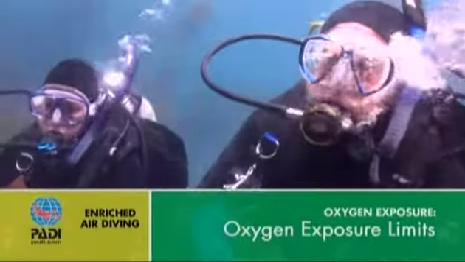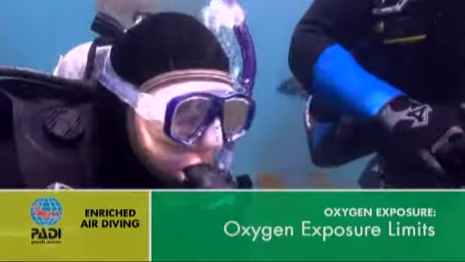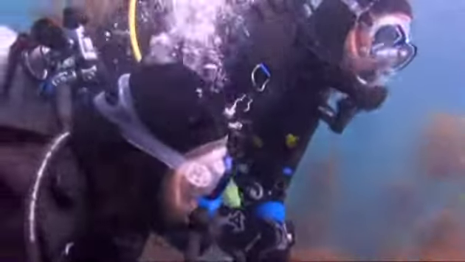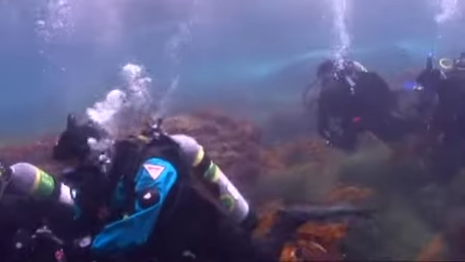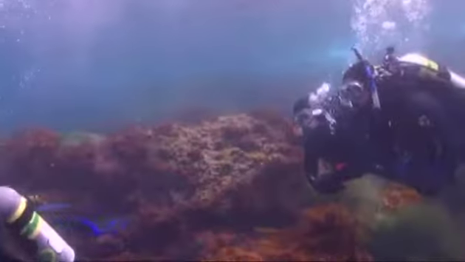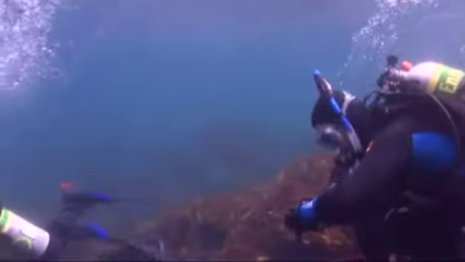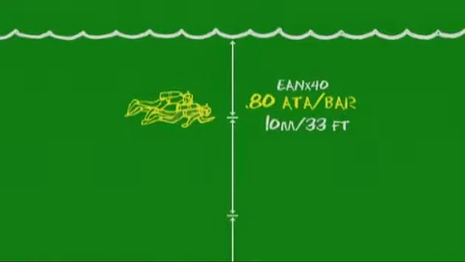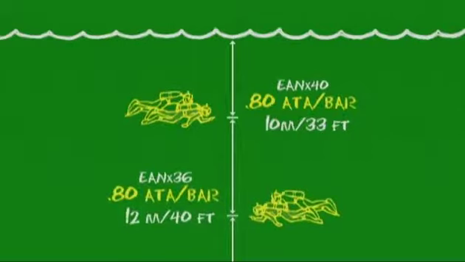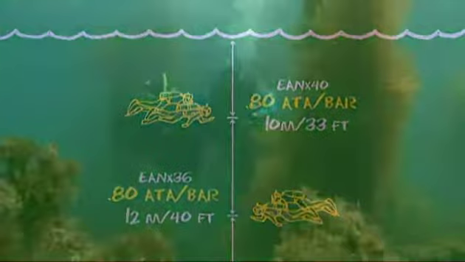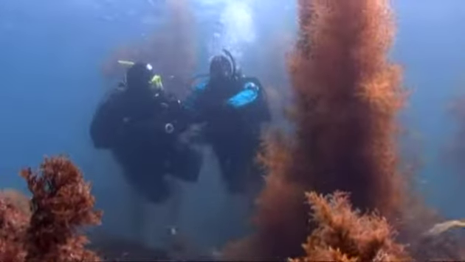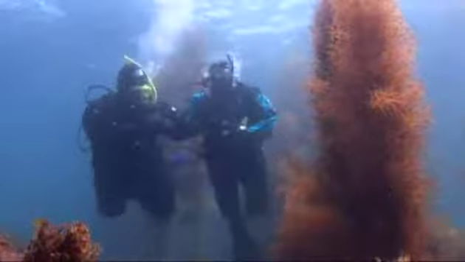Let's look at how you use oxygen partial pressures to stay within limits to avoid oxygen toxicity, which can be a serious hazard. Your Enriched Air Dive computer tracks your oxygen exposure much as it does your exposure to nitrogen, and it's important to stay well within the limits. Oxygen exposure limits relate entirely to the oxygen partial pressure. The PO2 at 10 meters 33 feet using Enriched Air 40 is 0.80 ATA or bar. At 12 meters 40 feet using Enriched Air 36, you would have the same partial pressure. Your oxygen exposure limits would be the same for either dive, as your dive computer would show the same oxygen exposure limits.